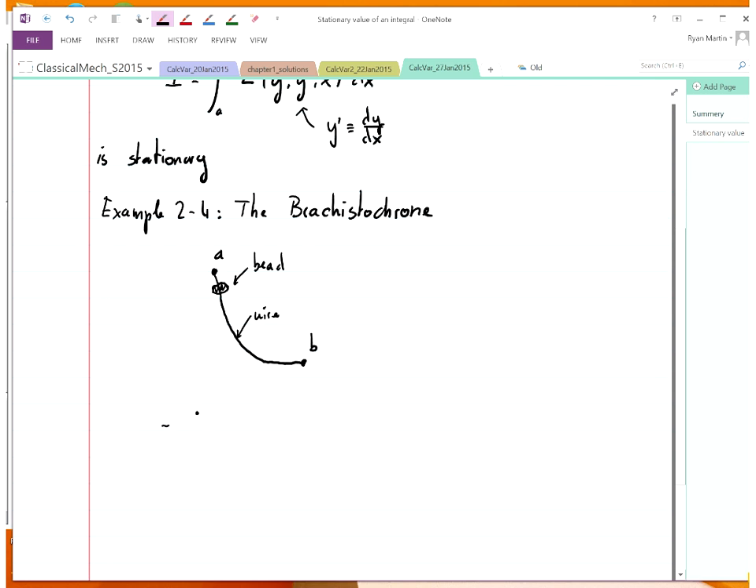And the question is, what shape of wire minimizes the time for the bead to slide from A to B?